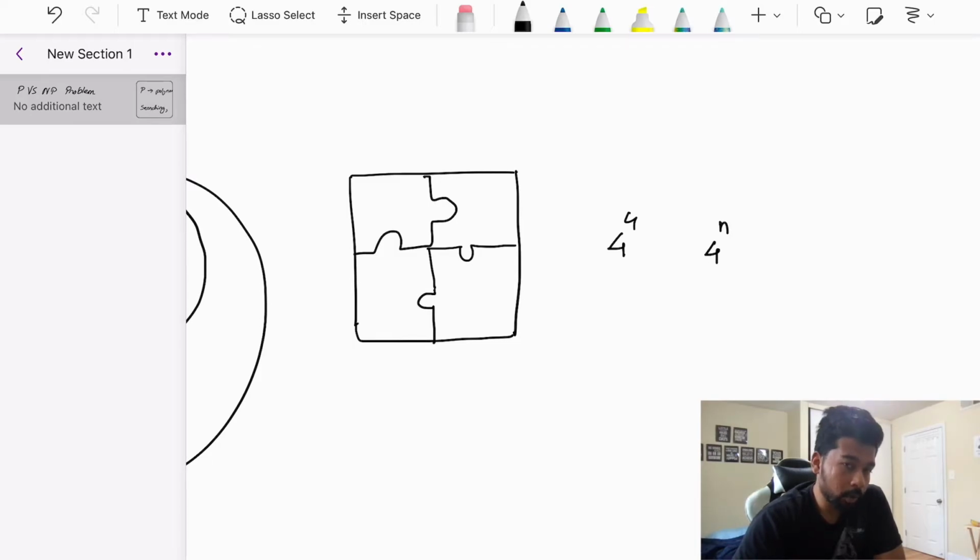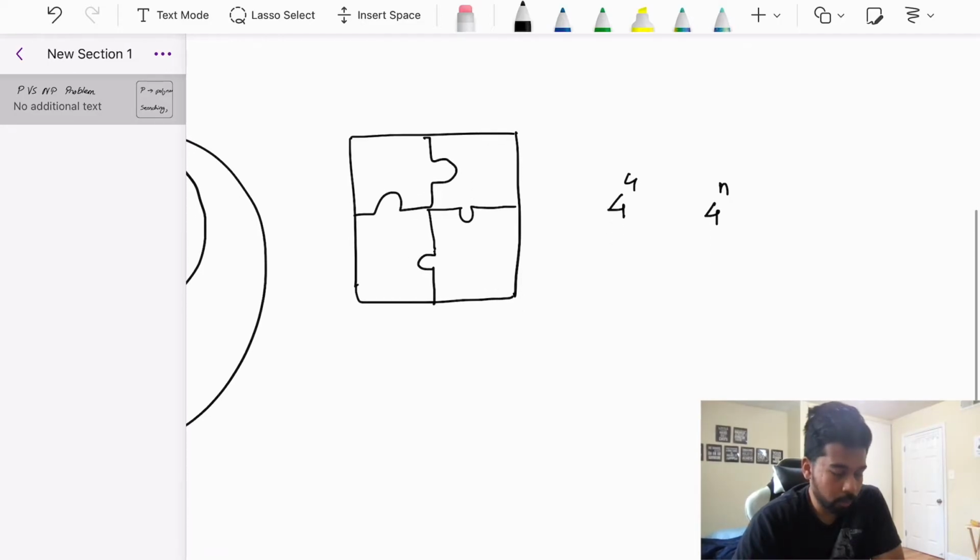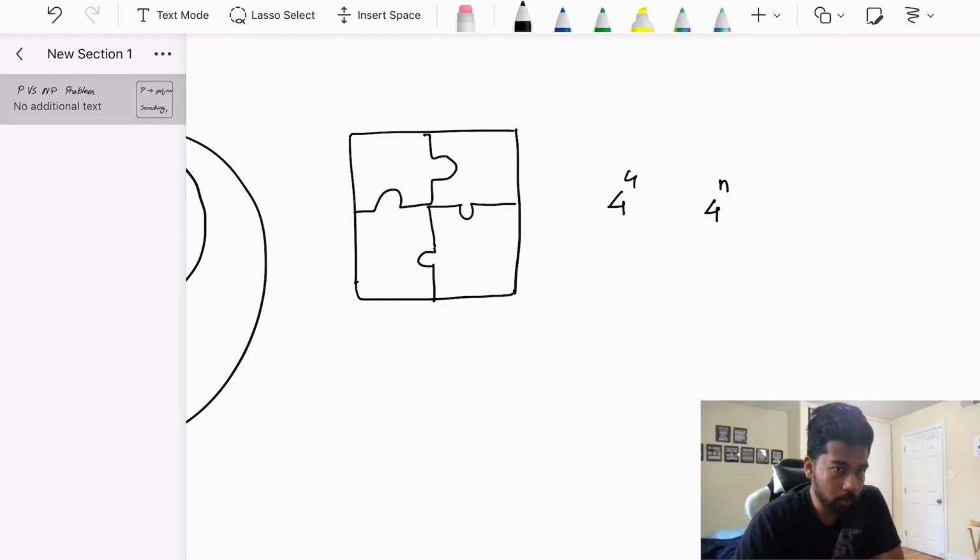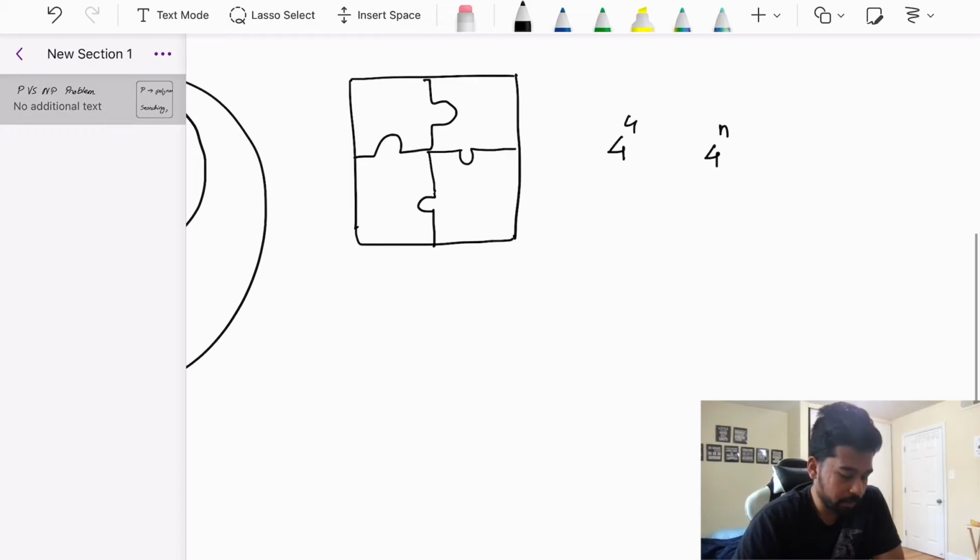Why? Because while trying to find the solution, you could place each piece in 4 orientations, right? So for n pieces, it's like 4 times 4 times 4 times 4 for each of the n pieces. So that's 4 to the power n, right? So it's an exponential time. It's very hard to solve the problem if you don't know what fits where, just mathematically, right? Because you're trying everything.